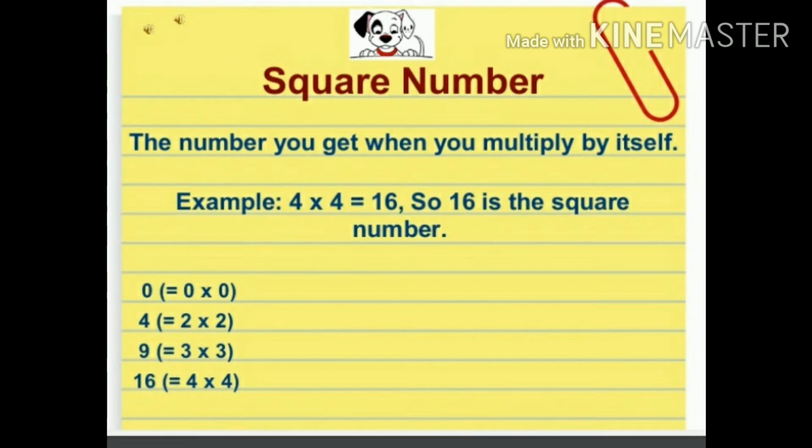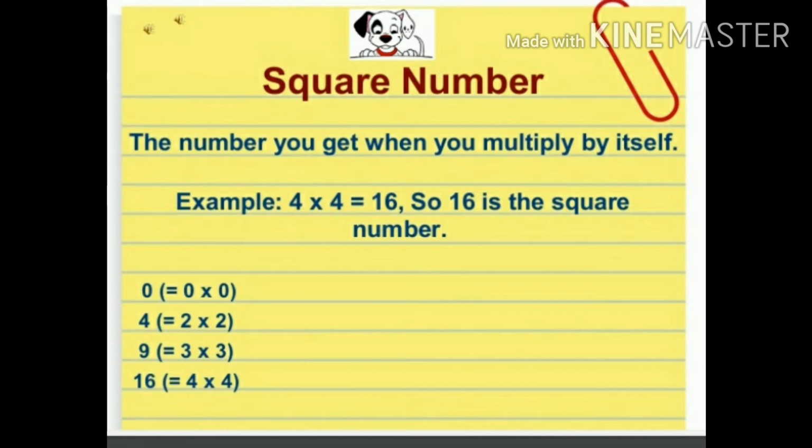Dear students, a question will arise. What is a square number? A square number means the number you get when you multiply a number by itself. In the example, 4 is multiplied twice. I mean, we multiply 4 two times and we get 16. So 16 is the square number. 4 is the square root.